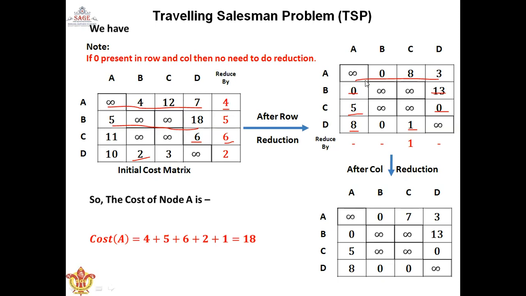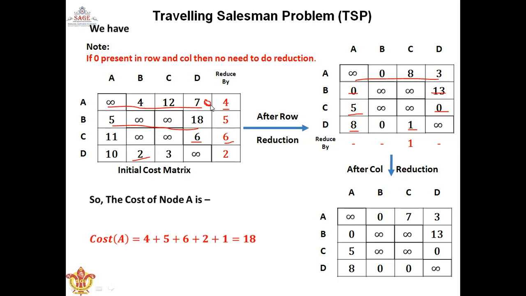Now we'll have to do column reduction. While doing the reduction, what we have to take care of is that if I am doing row reduction, it means I take the minimum value from the row, and if the row already contains a 0, I select that 0 because it is the minimum value. If I take 0 here, I have to subtract 0 from 8, and if I subtract 0 from any value, the value remains itself.